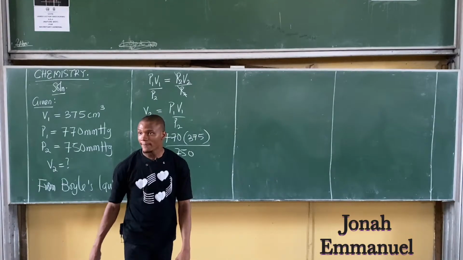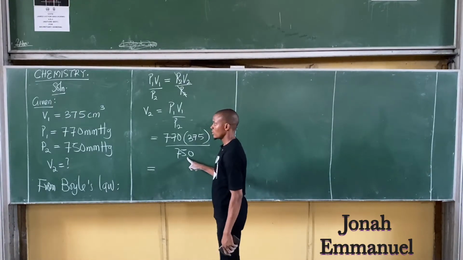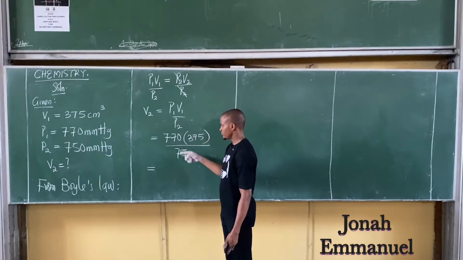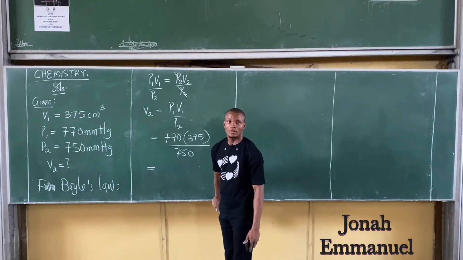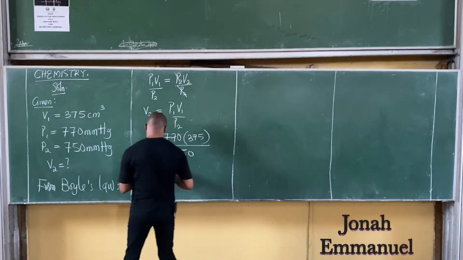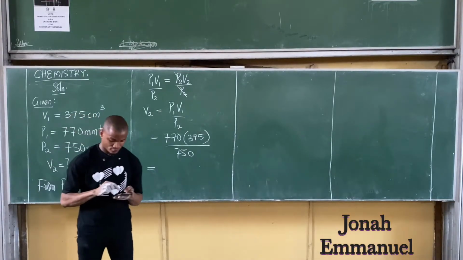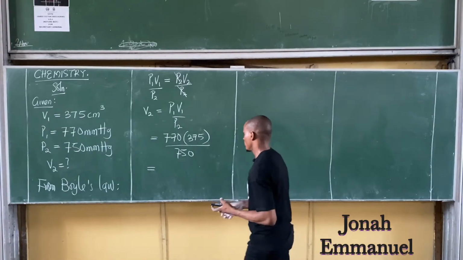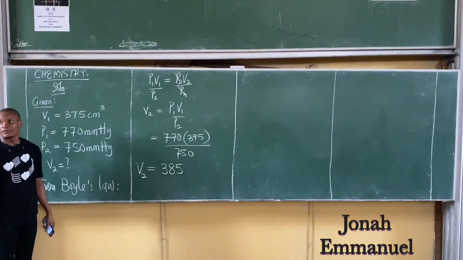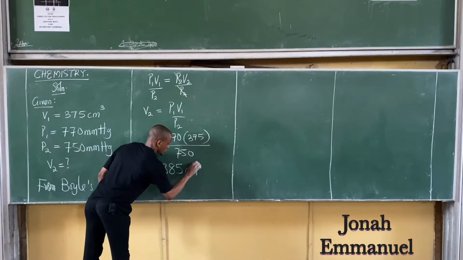So P2 equals what? V2 is P1 V1 over P2, right? Give me the whole answer. So what do you get here? You get 385. That's V2. Please, what will be your unit for V2? To follow the first one, cm cube.